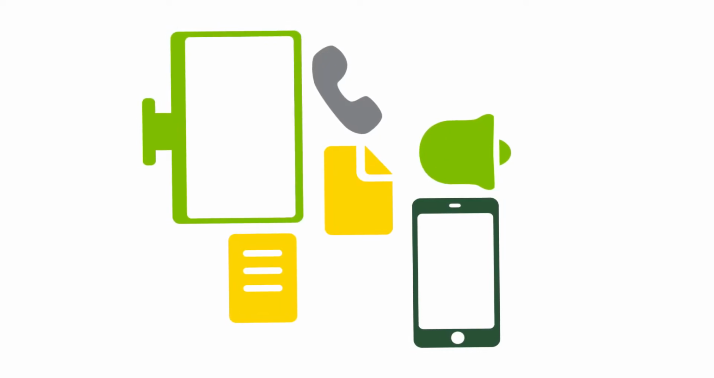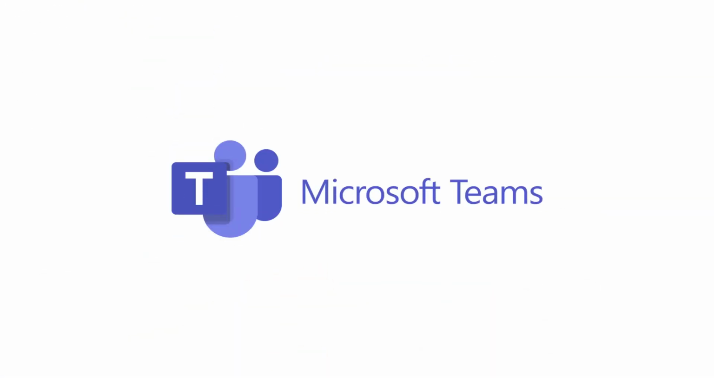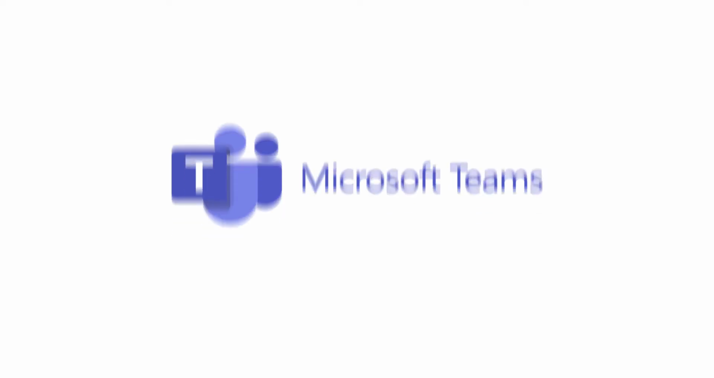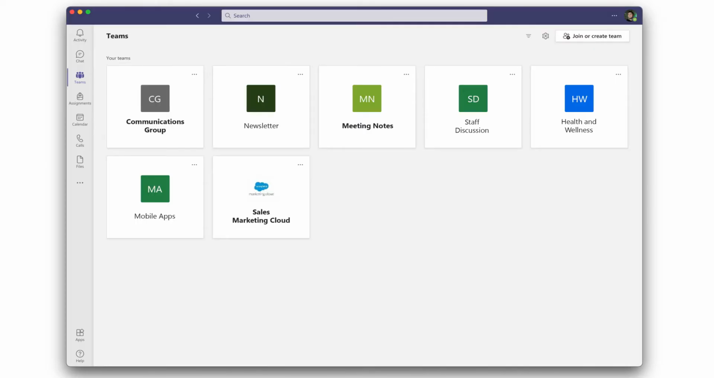When collaborating with a team of people, does keeping track of your emails, files, and meetings leave you feeling overwhelmed? Microsoft Teams lets you access and organize your meetings and information all in one place. Microsoft Teams is available to download from teams.microsoft.com. When you launch the app, your screen will be divided into a few sections.